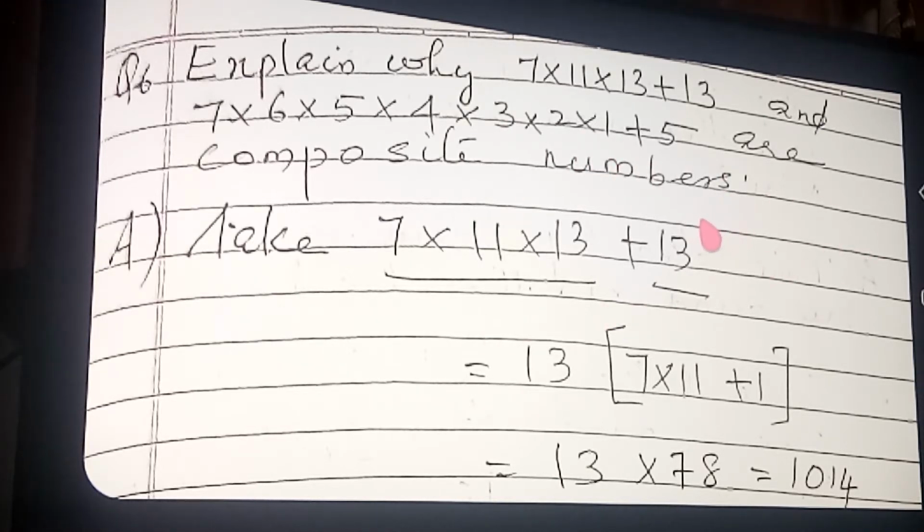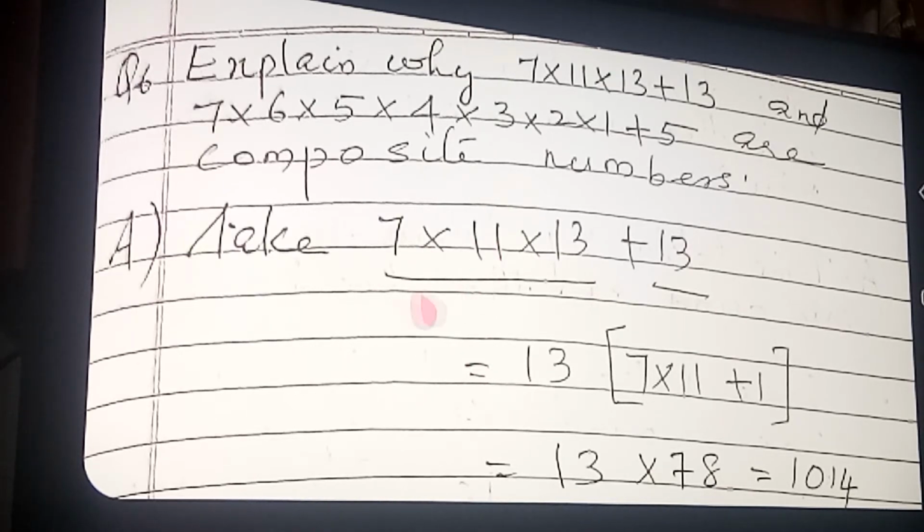You know what is composite numbers and prime numbers. Prime numbers means the number having factors, the number and one itself, then we are calling as prime numbers. 2 is a prime number, 3 is a prime number, 5 is a prime number. Its factors are 5 and 1 only, 3 and 1 only, etc. So here we have to say that they are composite numbers.